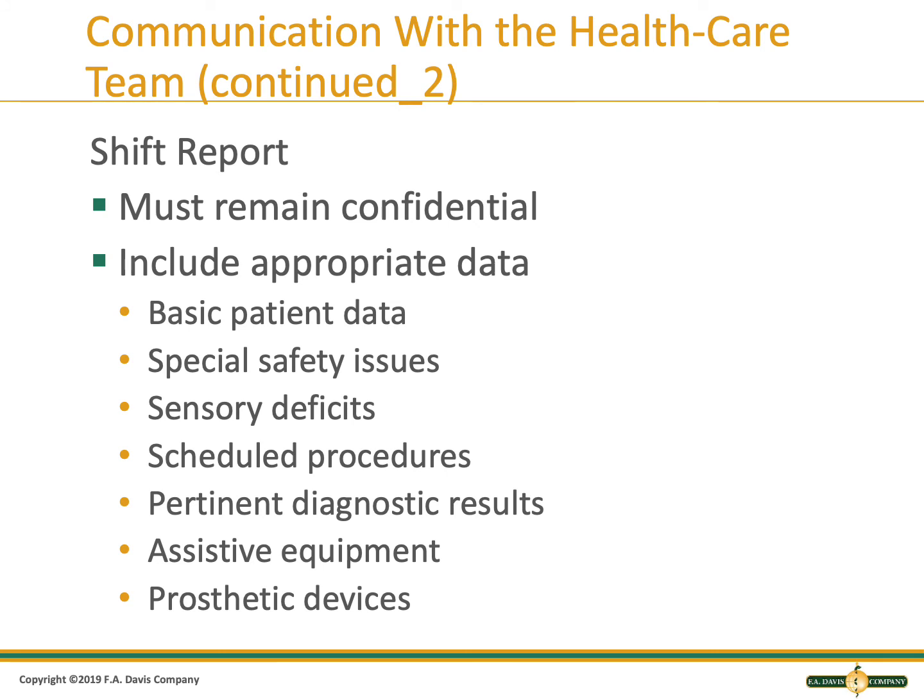I mentioned the assistive equipment already, and then also prosthetic devices, such as maybe they might have a prosthetic arm, prosthetic eye. All of those things must be included in the shift report. And there's actually a really nice table in your book on page 111, table 6.1, that lists all of the pertinent information that should be included in a shift report.